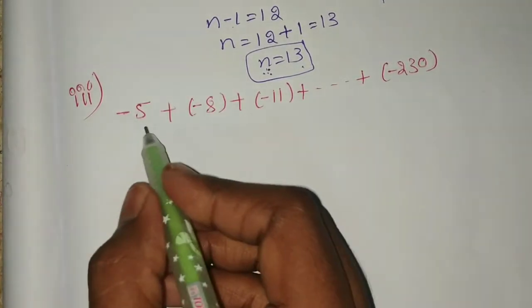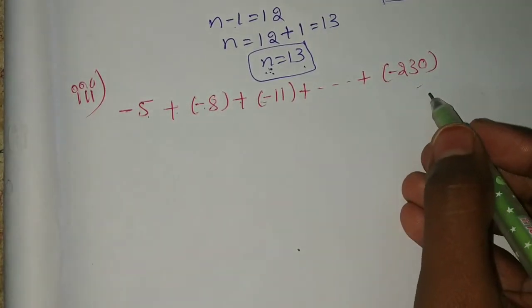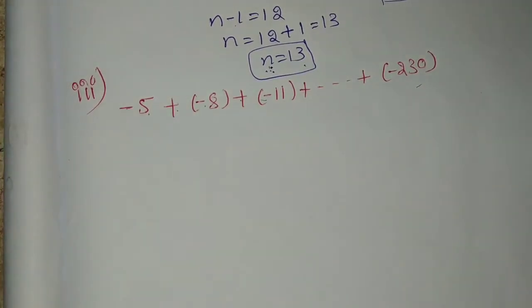So third question: minus 5 plus minus 8 plus minus 11 and so on up to minus 230. We have to add these terms.